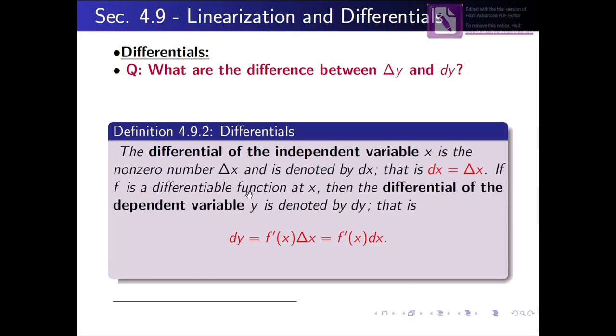If f is a differentiable function at x, then the differential of the dependent variable y is denoted by dy, that is dy is equal to f prime x multiplied by delta x. And we said that delta x is just d of x. So dy will be f prime x d of x. So we have two types of differential. Differential of the independent variable, which is dx is equal to delta x, and differential of the dependent variable y, which is dy is equal to f prime x d of x.